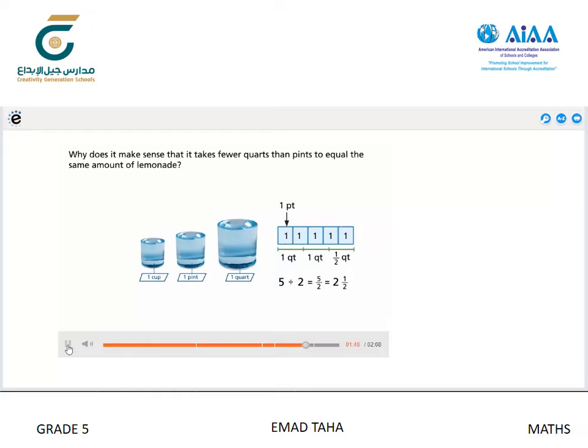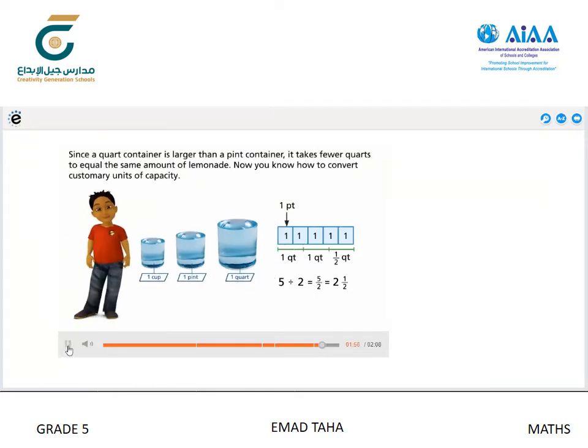Why does it make sense that it takes fewer quarts than pints to equal the same amount of lemonade? Since a quart container is larger than a pint container, it takes fewer quarts to equal the same amount of lemonade. Now you know how to convert customary units of capacity.